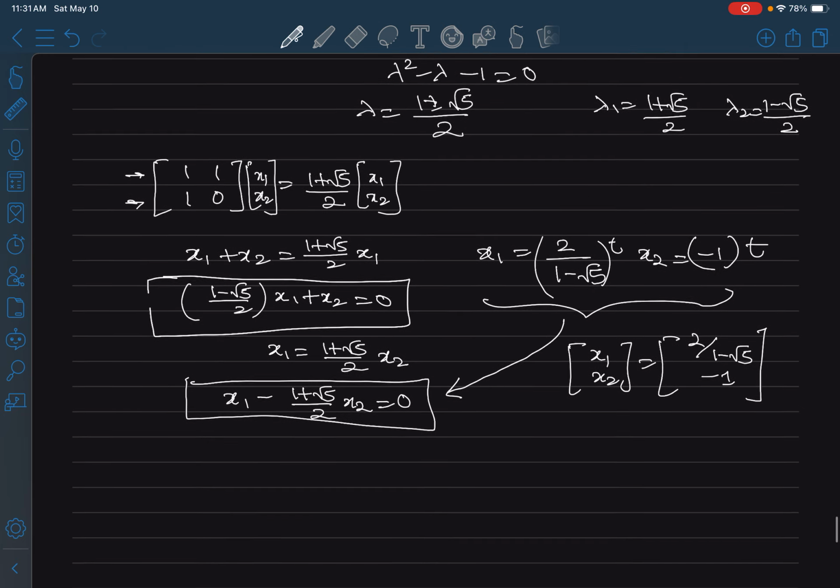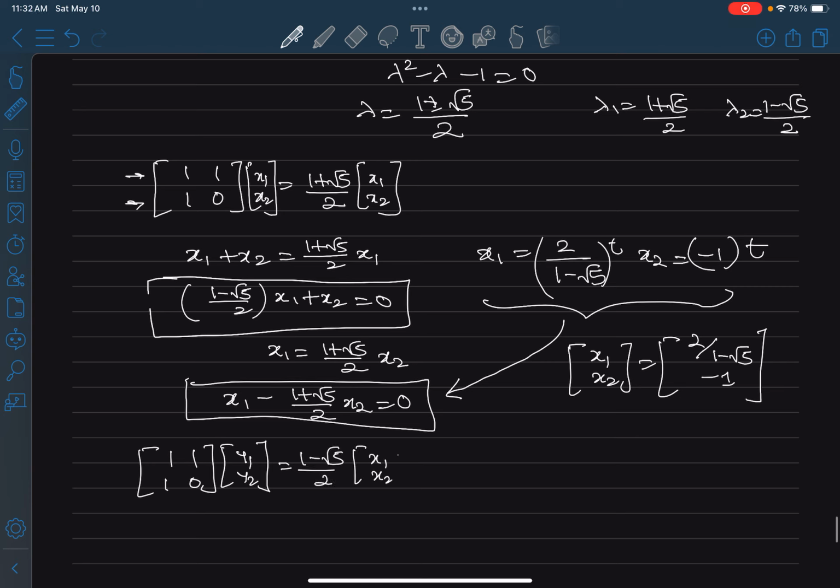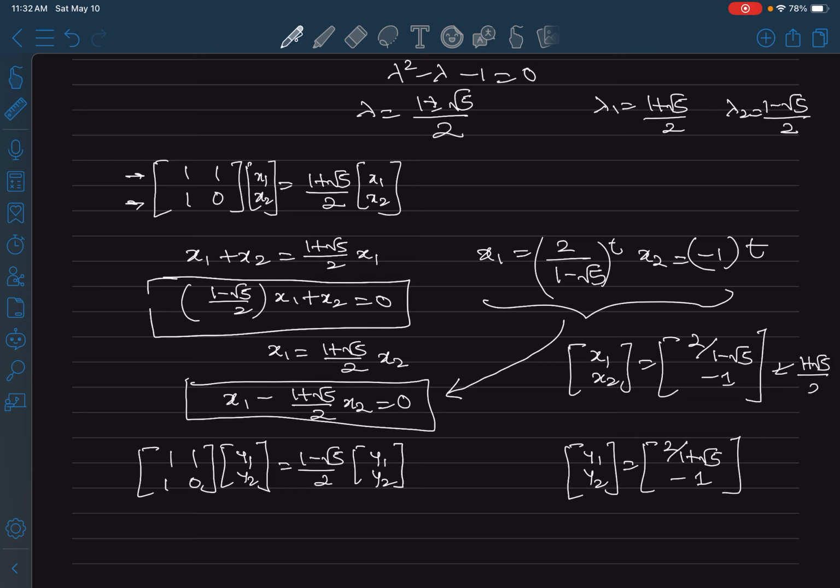Similarly, if you try to find the eigenvector for the other case, when this matrix 1 1 1 0 times y1 y2 is equal to (1 minus root 5 by 2) times y1 y2, you should be able to verify it, we can find it in a similar way. That will just be 2 by (1 plus root 5), negative 1. So now that we know the two eigenvectors corresponding to the eigenvalues 1 plus root 5 by 2 and 1 minus root 5 by 2, right?